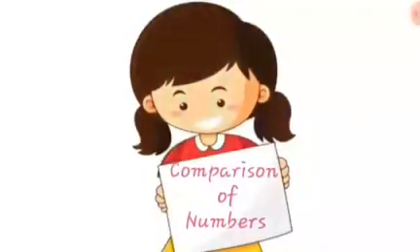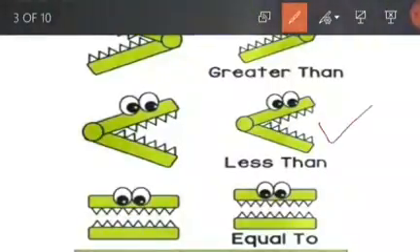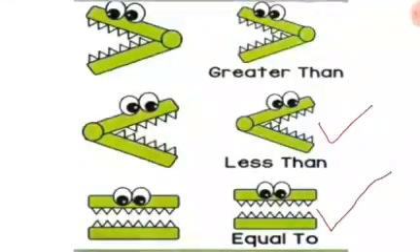Today we will do the topic of comparison of numbers. There are three symbols to represent the comparison of numbers. The first symbol is greater than, the second symbol is less than, and the third one is equal to. These symbols are used to compare the numbers.